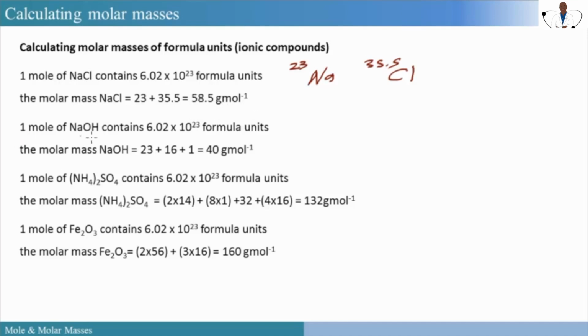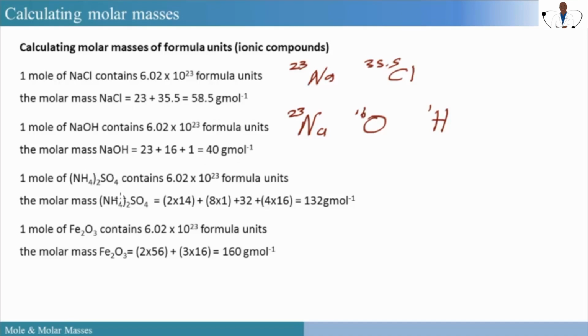Looking at sodium hydroxide, we would find the molar mass of this compound using the mass numbers of each element. Sodium is 23, oxygen is 16, and hydrogen is 1. And these values you can find in your periodic table. So 1 atom of sodium is 23, plus 1 atom of oxygen, which is 16, plus 1 hydrogen atom, which is 1. And that will give you a sum of 40 grams per mole.